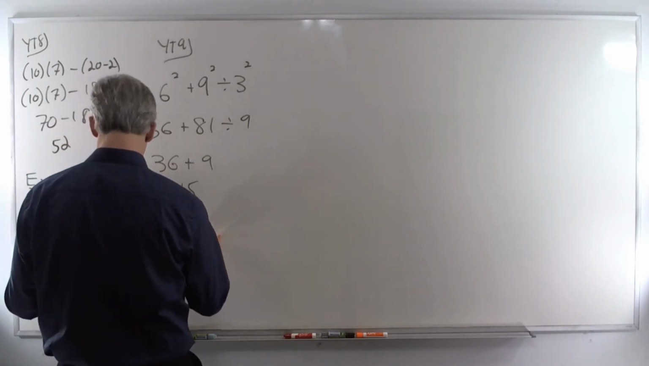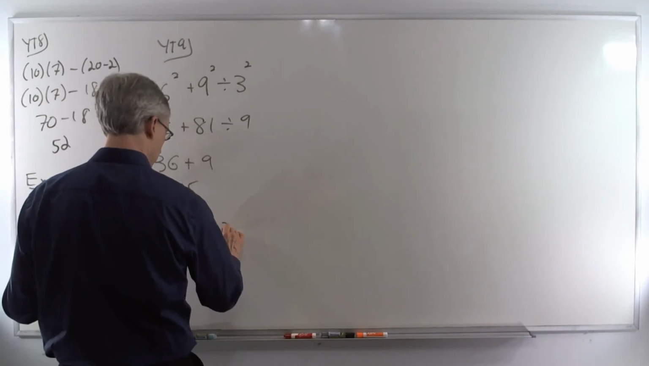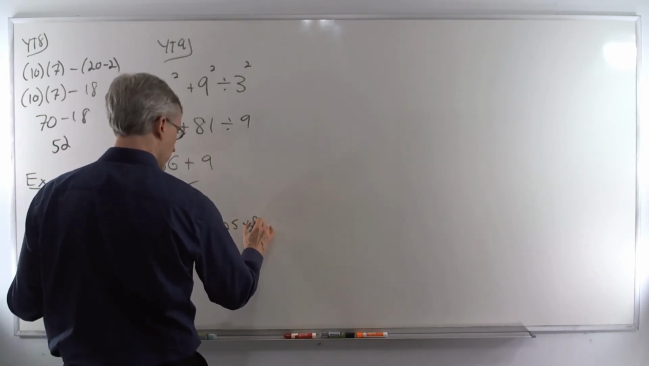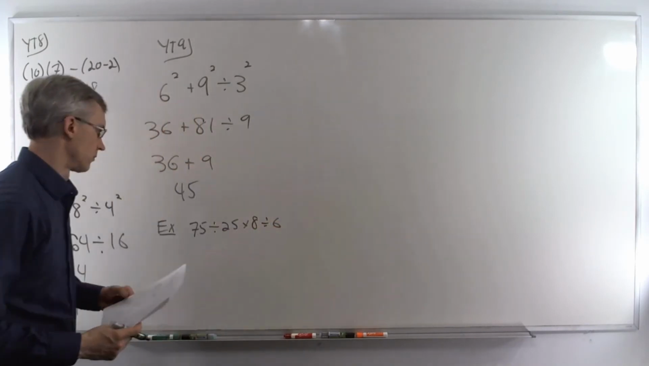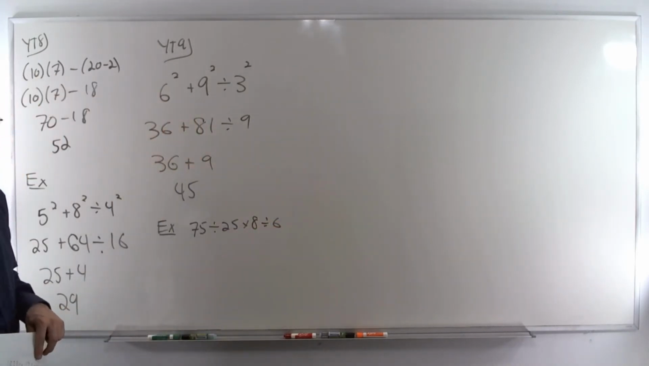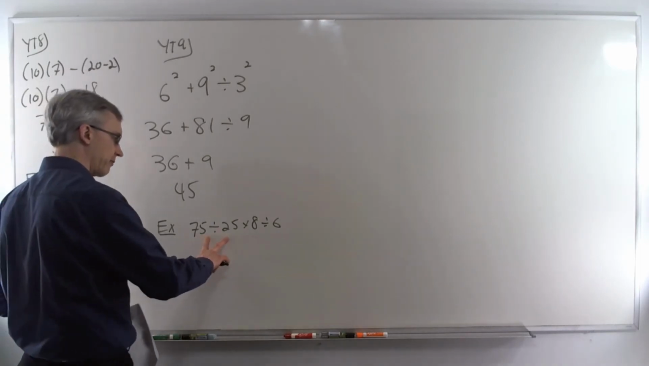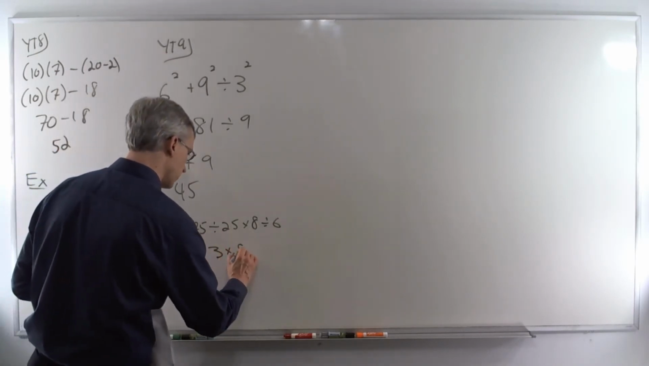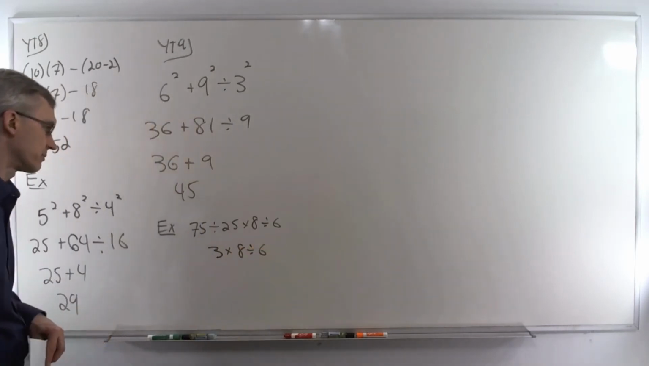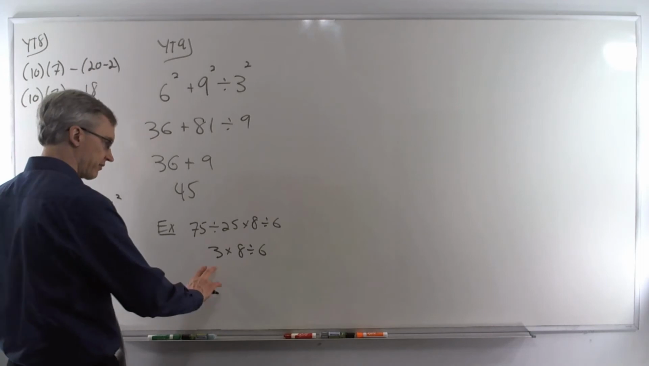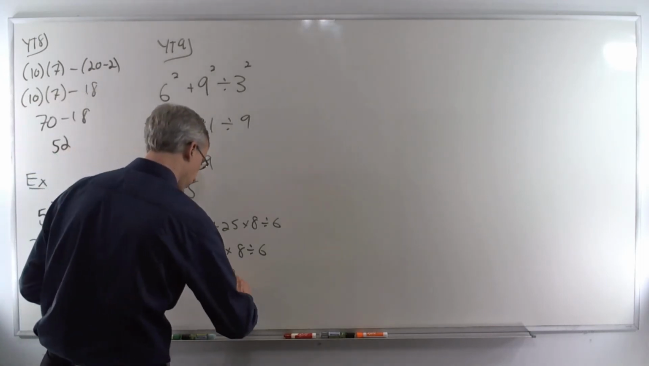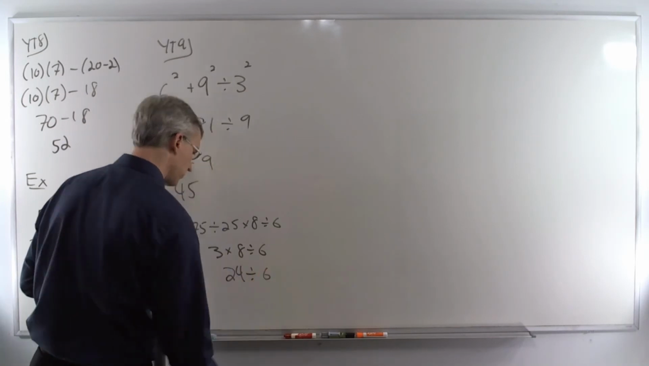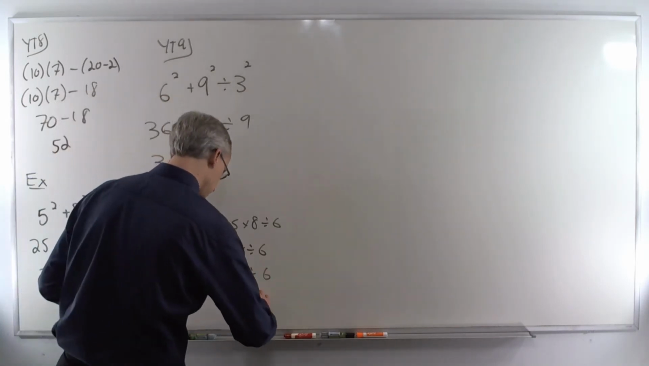Next example. This one's just full of multiplication and division. So it's especially important in this case to work left to right. So we're going to start off with this leftmost division, 75 divided by 25, that is 3. We got 3 times 8 divided by 6. Now again working left to right, we're going to do this multiplication here first, 24. And then finally divide to get 4.